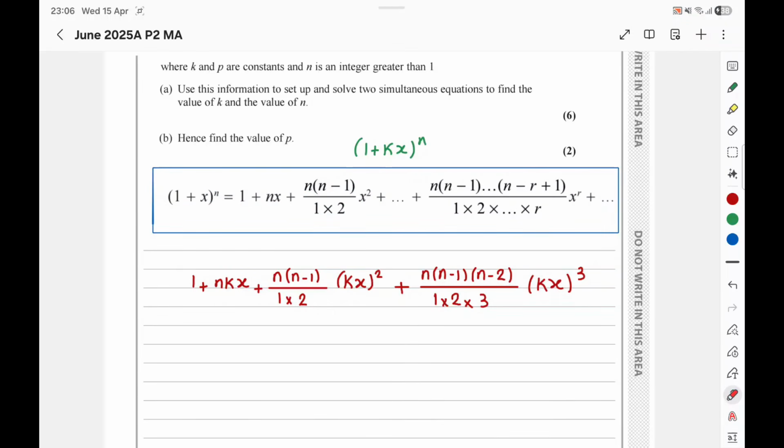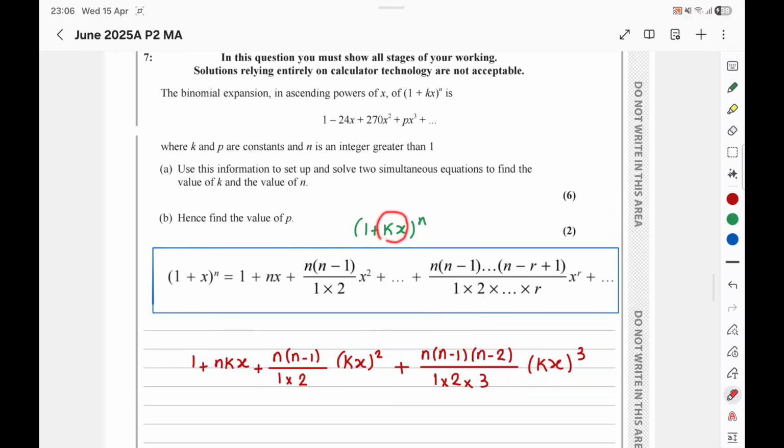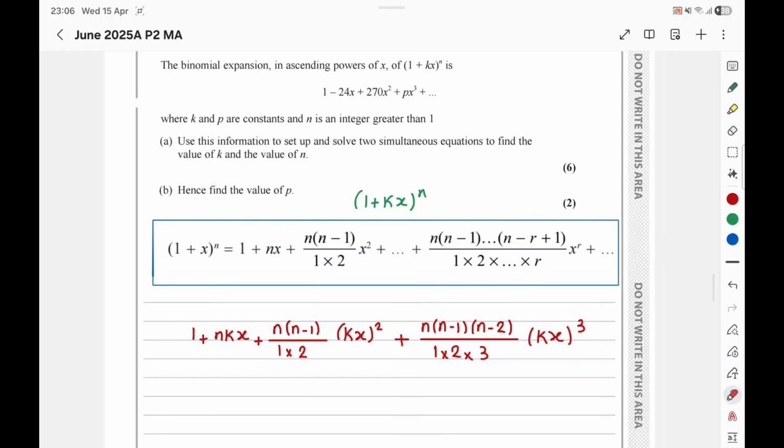In our case, the bracket is kx, not just 1x. So the first term will be 1, the second term nkx, the third term n(n - 1) over 1 times 2, or 2 factorial, (kx) squared, and so on. We will generate the two equations from the second and the third terms, negative 24 and 270. First equation: from the expansion, the coefficient of x is nk, and it is given that it is negative 24.